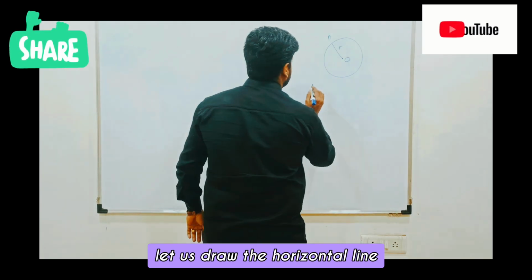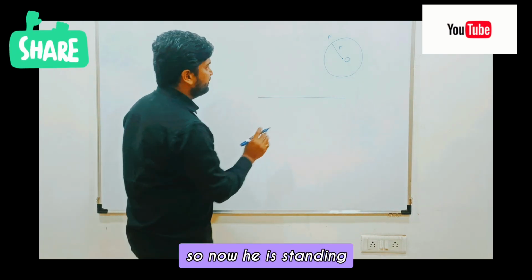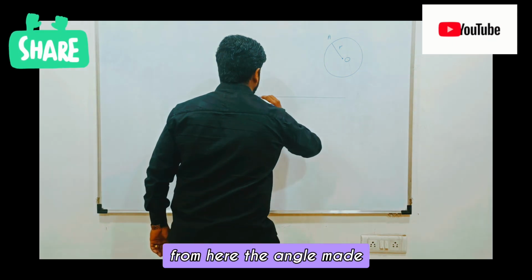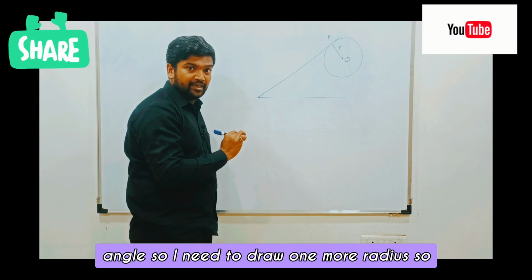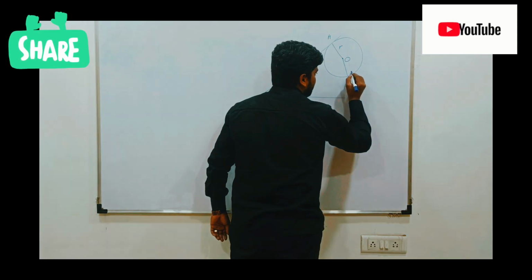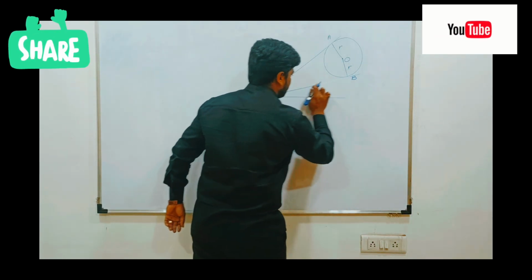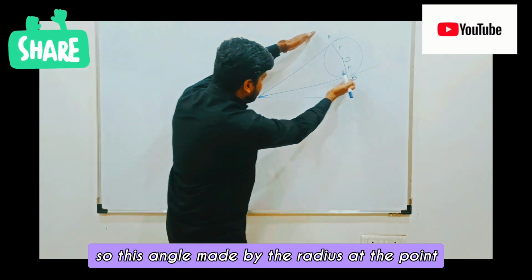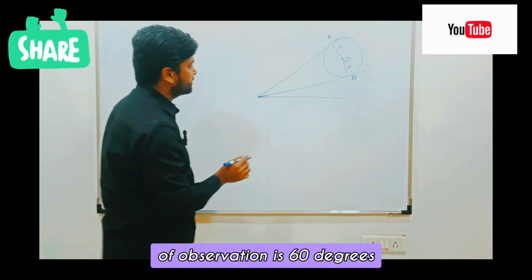So let us draw the horizontal line. Fine, because somebody is standing and watching, enjoying the weather plus the balloon. So now he is standing, imagine the eye point is here, the eye level is here. From here the angle made, but obviously I have to draw a perfect angle. So I need to draw one more radius. So I'll draw one more radius here, that is B, and that is also R. So now I'll draw one more line. Perfect. So this angle made by the radius at the point of observation is 60 degrees.